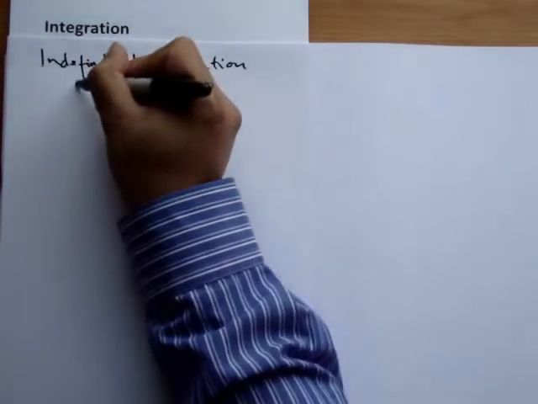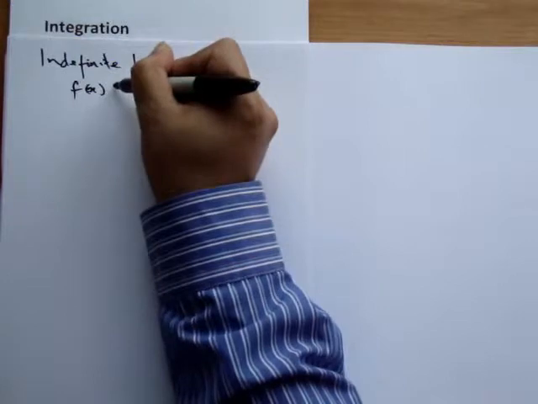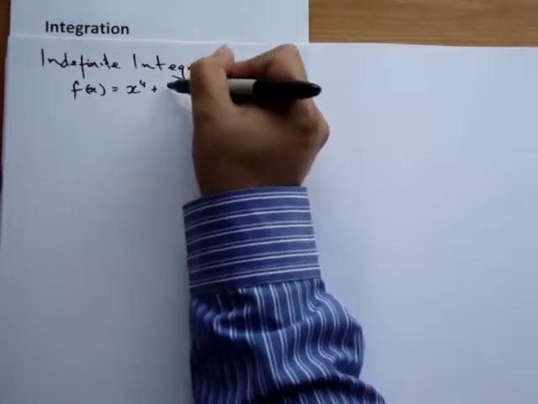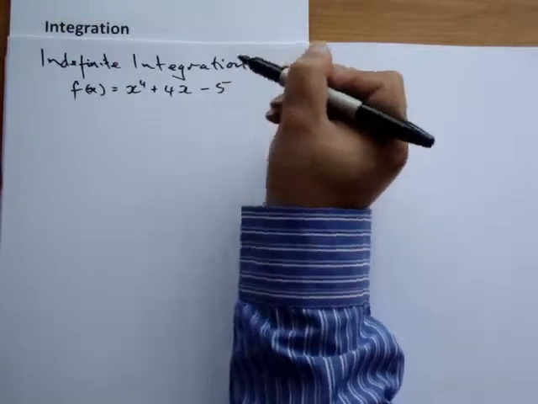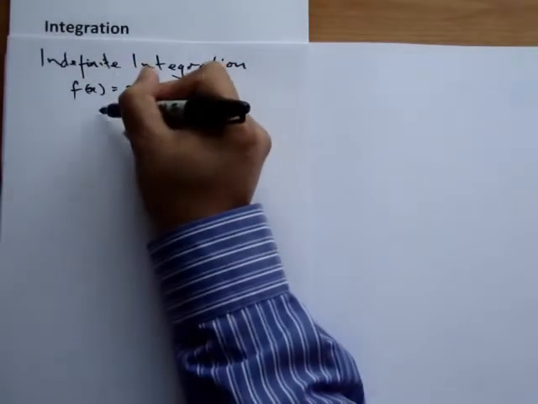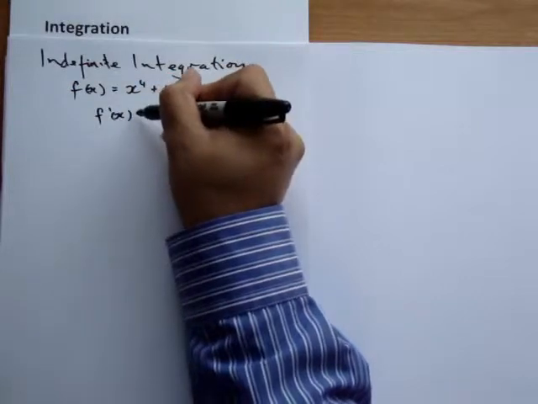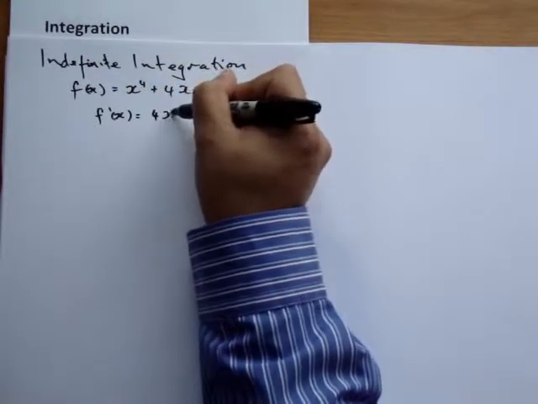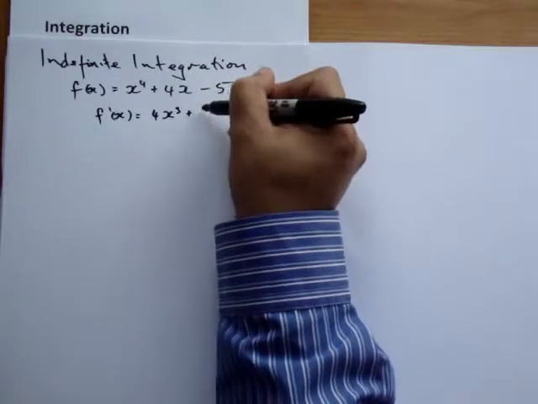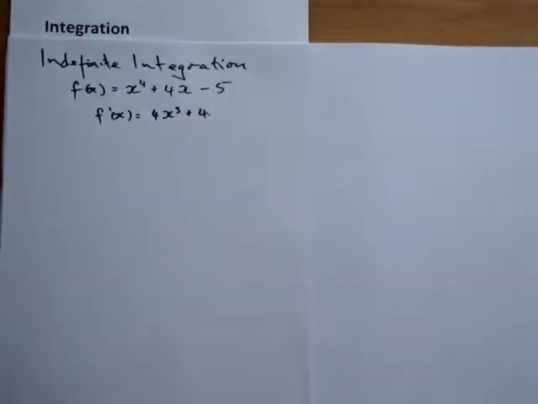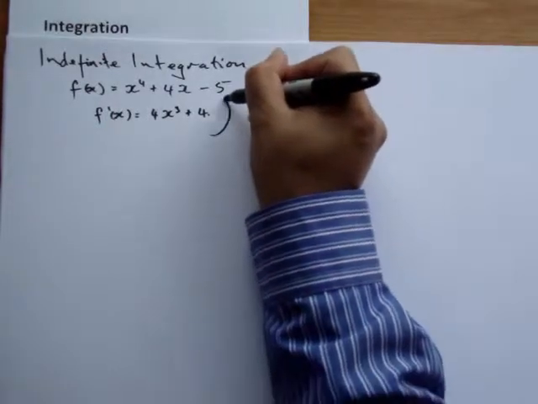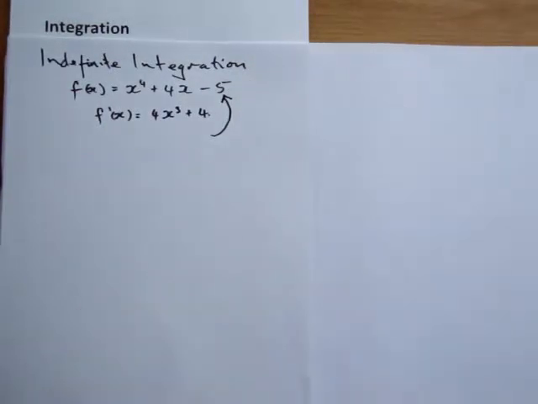So if we have a function such as x to the power 4 plus 4x minus 5 and we get the derivative, it's 4x to the power 3 plus 4. Now what if we wanted to find a function that when we get the derivative of it we get back to the original function? So that's what integration is about.